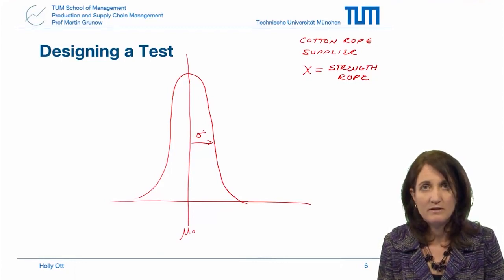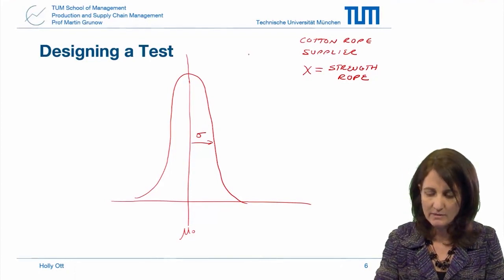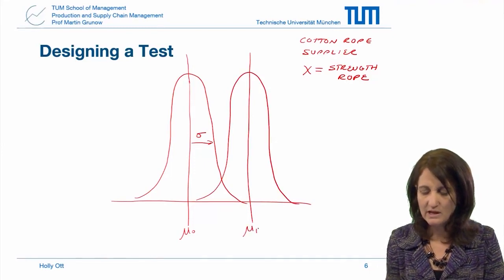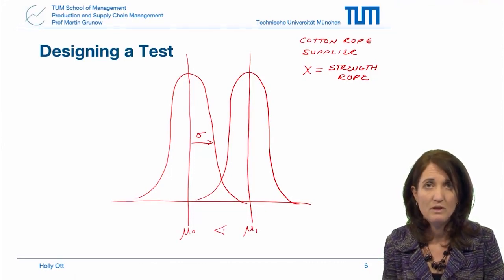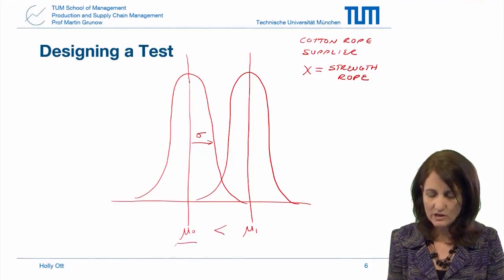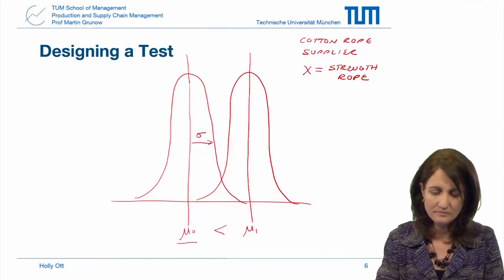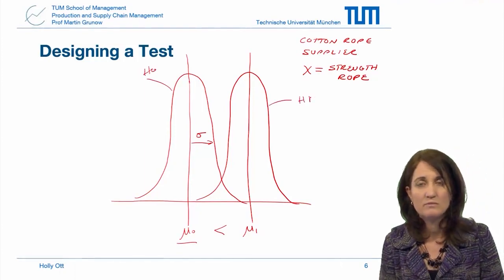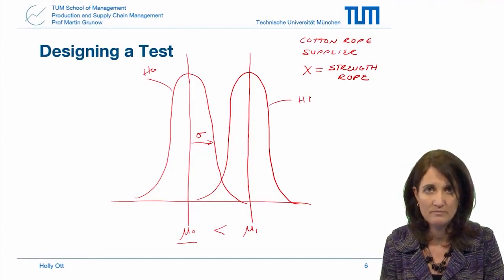we have a new supplier coming along, and he says that his rope is stronger. This means that he's claiming that his rope has a higher strength, where mu1 is greater than our mu0. So now we want to set up our hypothesis so that we set H0 as our status quo, our null hypothesis, and the claim that the supplier has a higher strength of rope is the alternative hypothesis, or H1.